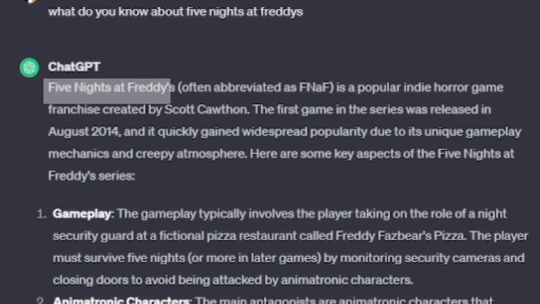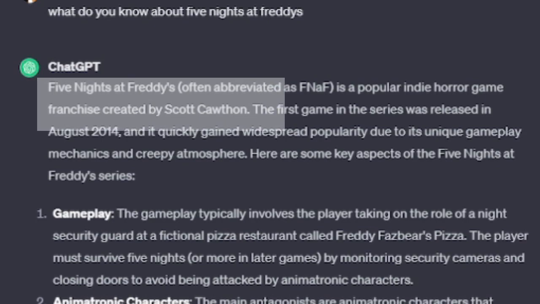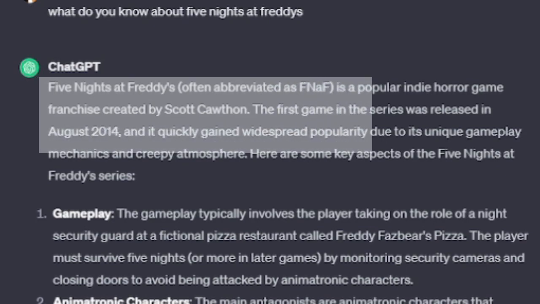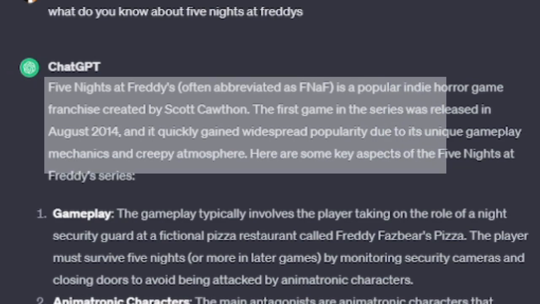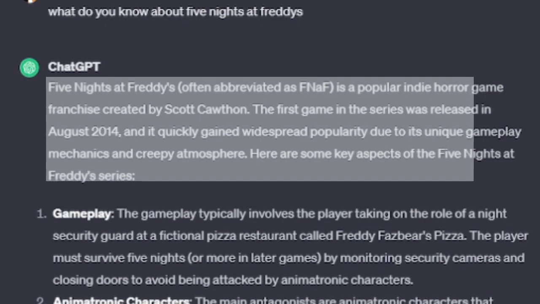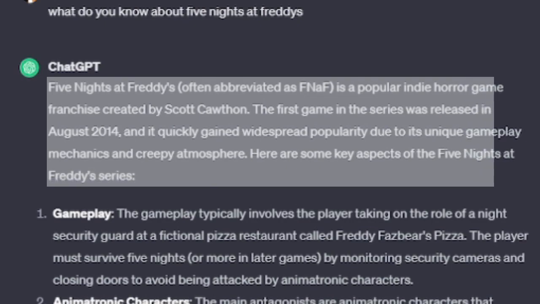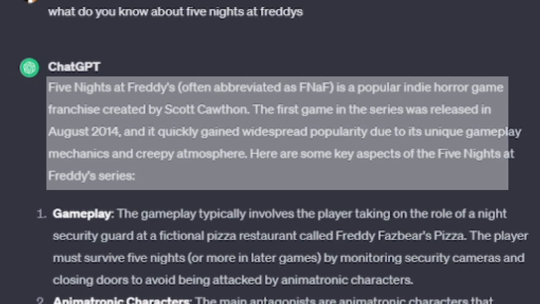Five Nights at Freddy's, often abbreviated as FNAF, is a popular indie horror game franchise created by Scott Cawthon. The first game in the series was released in August 2014. It quickly gained widespread popularity due to its unique gameplay mechanics and creepy atmosphere. Here are some key aspects of the Five Nights at Freddy's series.